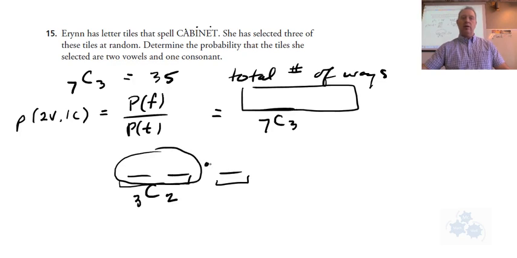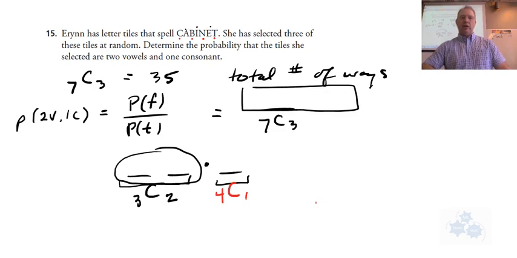And then we're going to multiply, because this is kind of all happening at once. So what do we have left there? We have consonants 1, 2, 3, 4. All of the other ones. And so we have 4. And we want to choose how many? 1.